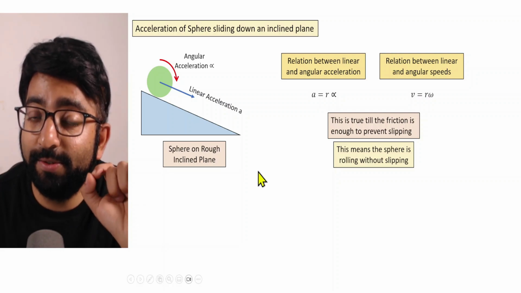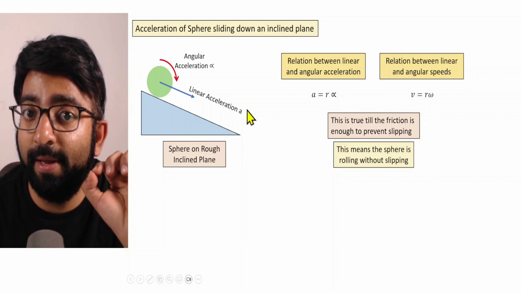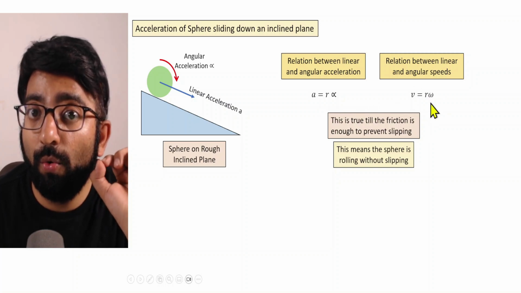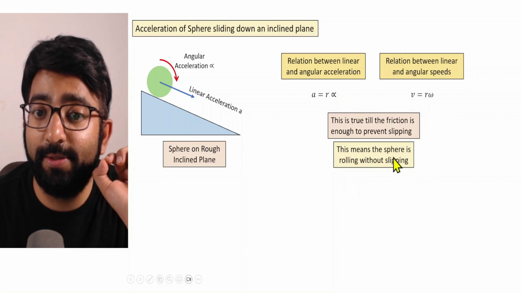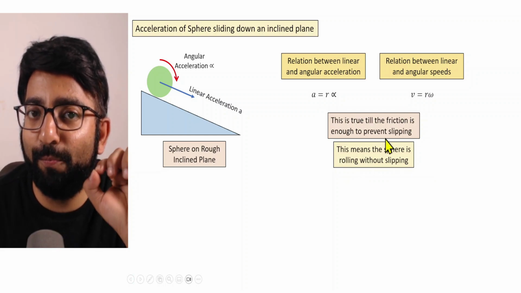And that is why in questions of rigid body mechanics, which deals with a sphere rolling down a rough inclined plane, we apply a = R alpha or v = R omega only if it is mentioned in the question that the sphere is rolling without slipping. Or they might say that friction is enough to prevent slipping.